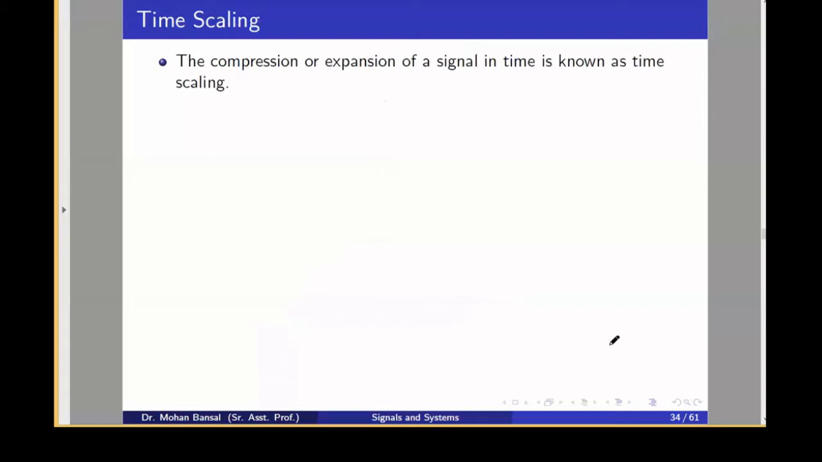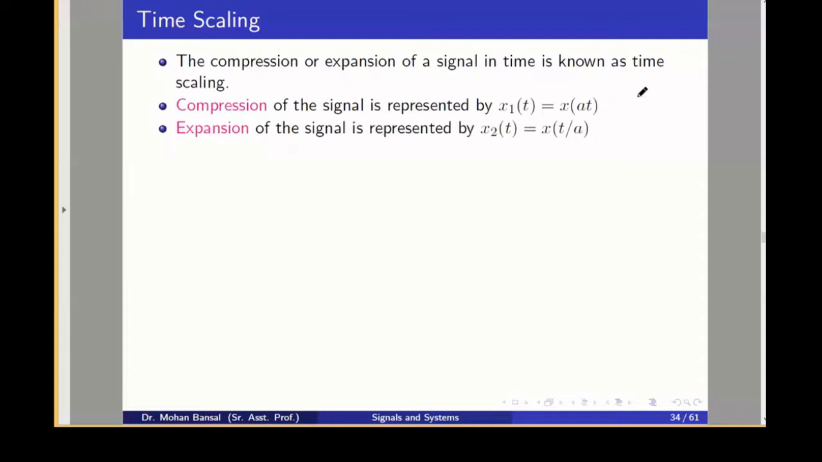Come to time scaling, which is the compression and expansion of a signal. For x(at), which is the compressed signal, its width will be reduced in this case. And in expansion, the signal width will be enhanced, by x(t divided by a), where we are considering a greater than 1.